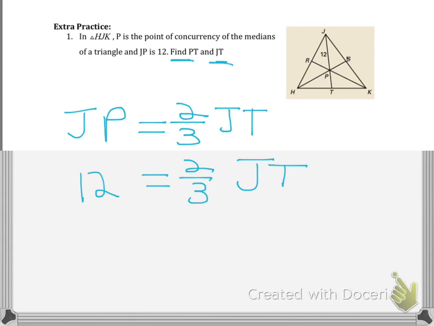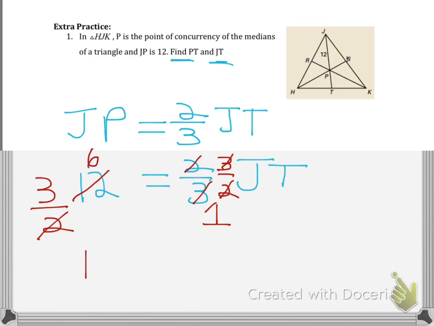To get JT alone, I'm going to multiply it by the reciprocal of 2/3. So I'll change colors. That reciprocal is 3/2. When I do that, the 3's cancel diagonally, the 2's cancel diagonally, which leaves this as a 1. If I multiply by 3/2 on the right, I must do the same on the left. I'm going to show you canceling here. On the diagonal, 2 goes into itself 1 time, 2 goes into 12 6 times, 6 times 3 is 18. 18 is the length of JT.